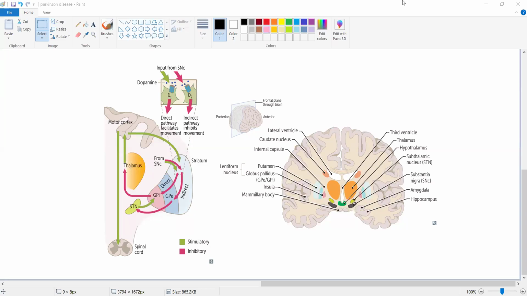Okay. So today I'm going to discuss Parkinson disease. Before discussing Parkinson disease, first we have to discuss the basal ganglia. So what is the basal ganglia? Can anybody tell? Basal ganglia.